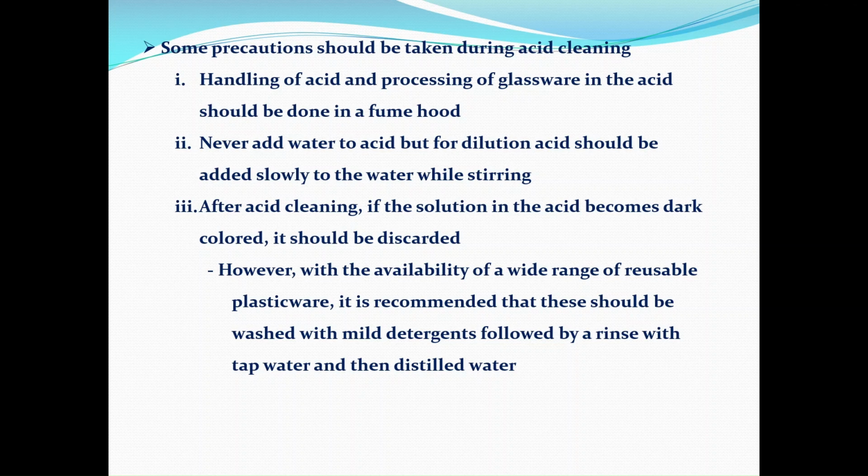However, with the availability of a wide range of reusable plasticware, it is recommended that these should be washed with mild detergents followed by a rinse with tap water and then distilled water.